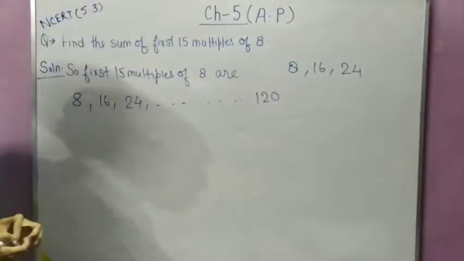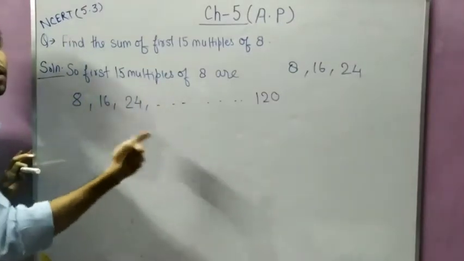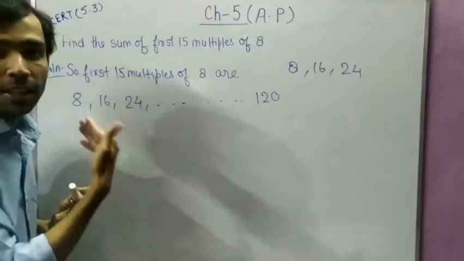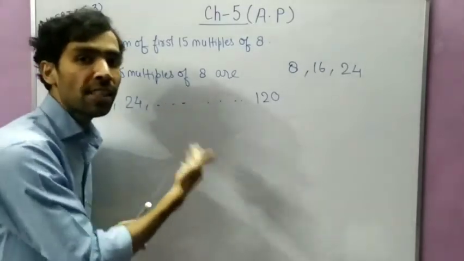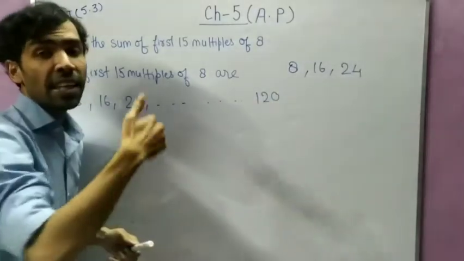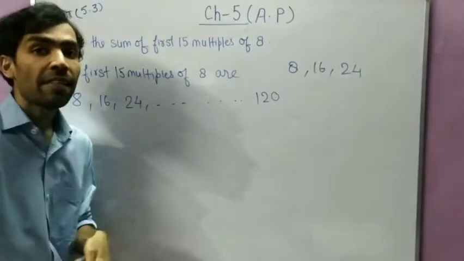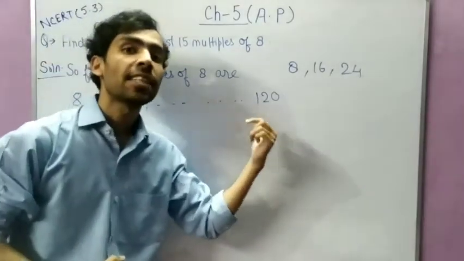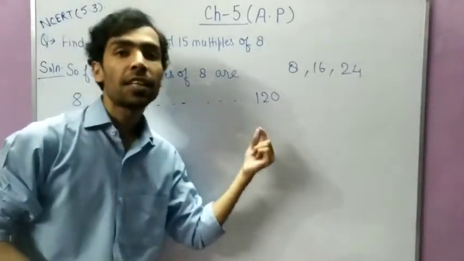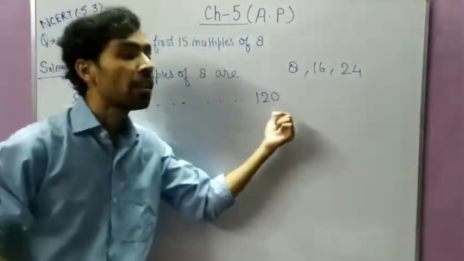Okay, it is clear now. First multiple is 8, second multiple is 16, third is 24, fourth is 32, fifth is 40, sixth is 48, seventh is 56, eighth is 64, ninth is 72, 10th is 80, 11th is 88, 12th is 96, 13th is 104, 14th is 112, and the 15th is 120.